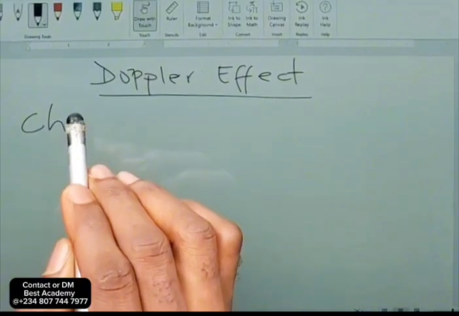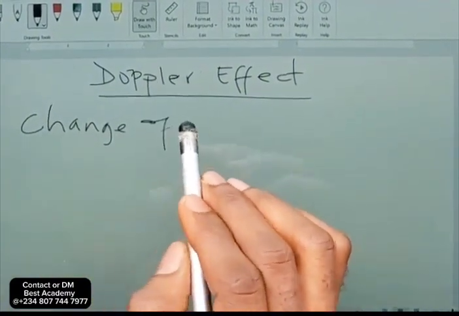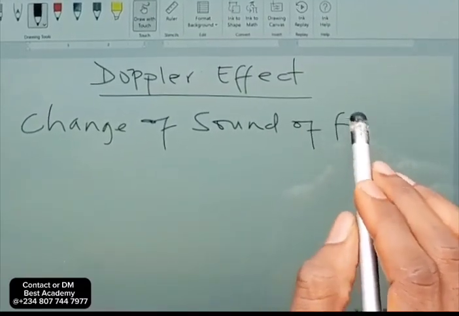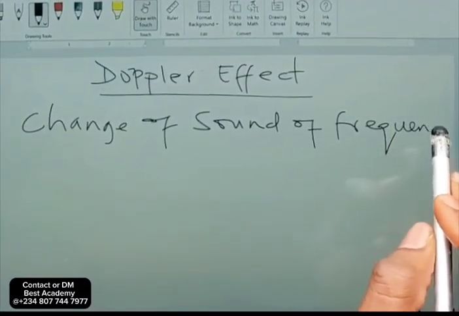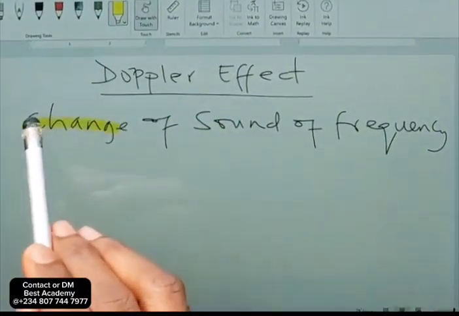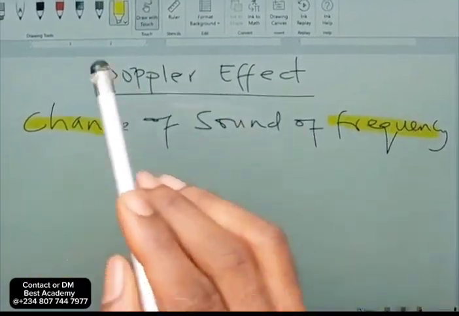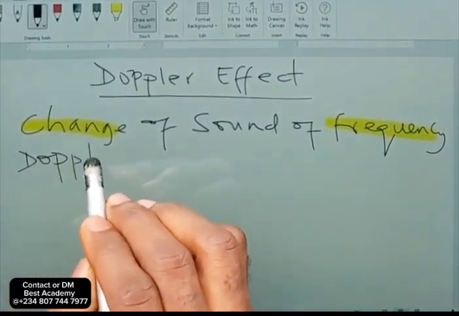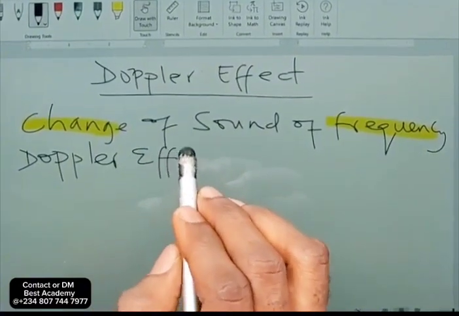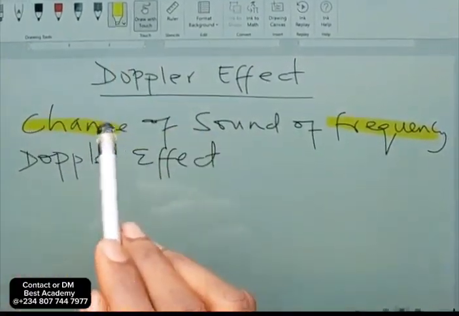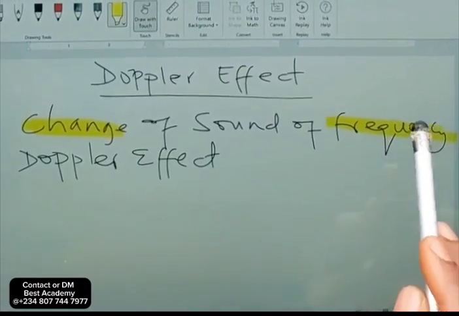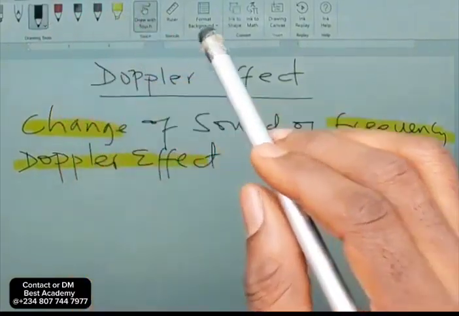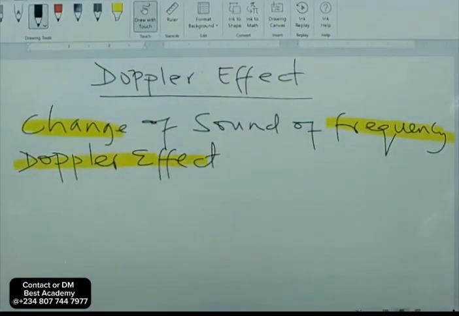Change of sound, of frequency. So the phenomenon of change of frequency is said to be Doppler effect. That is Doppler effect. Please take note. The change of frequency is said to be Doppler effect. Please take note. So now let's try to know the purpose of Doppler effect.